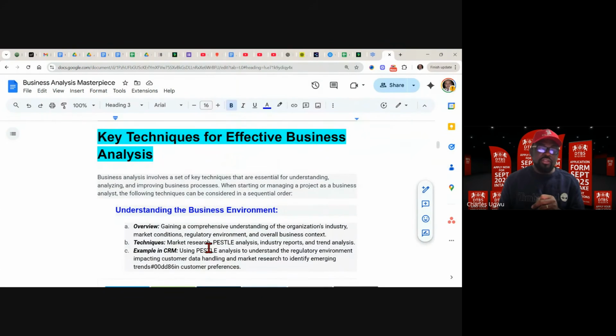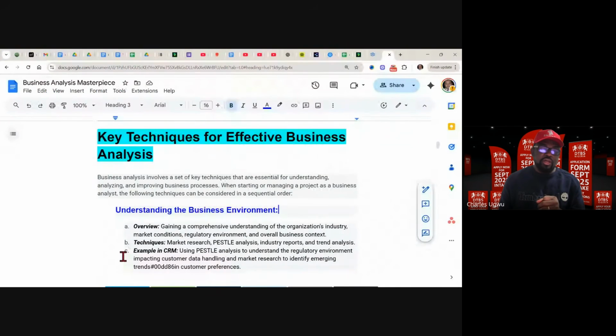We have market research, to carry out research on your own to understand the markets. The one we are going to study here is PESTLE analysis. You can equally read industry reports, various reports about the industry, and key trend analysis. All the trend analysis, you are going to do that.